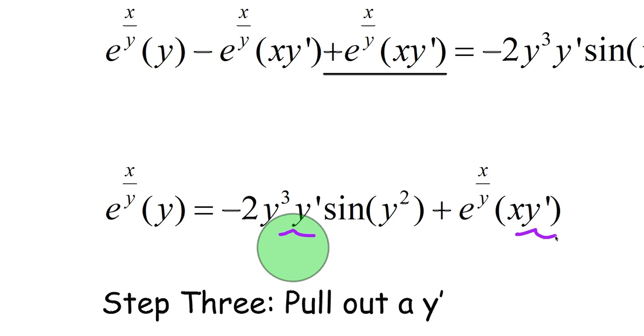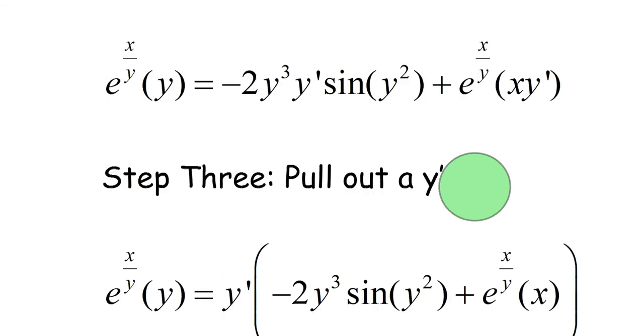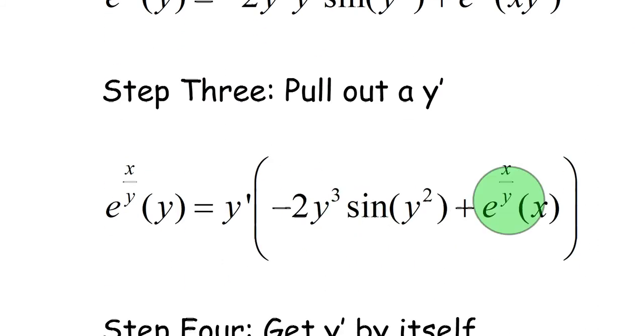And we do that again so that we can pull out a y prime. So we're going to pull that y prime completely out. Both of these pull out to the front. And then we'll be left with whatever's left that's not a y prime. So the negative 2y cubed sine of y squared plus e to the x over y is what we'll be left with. And there you have it.